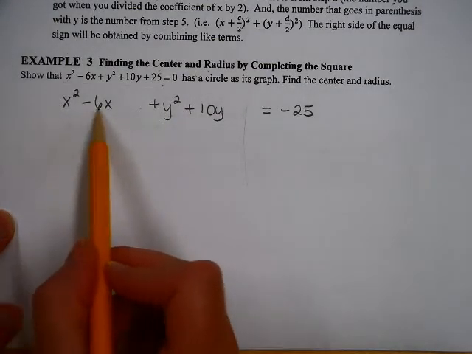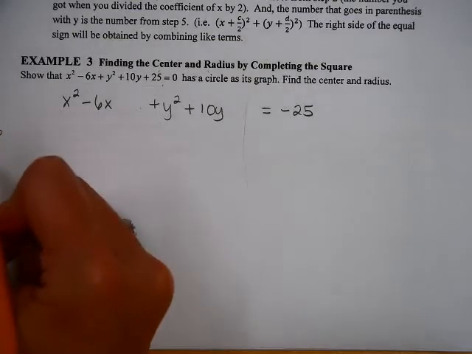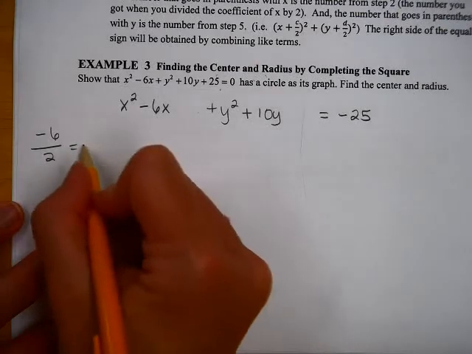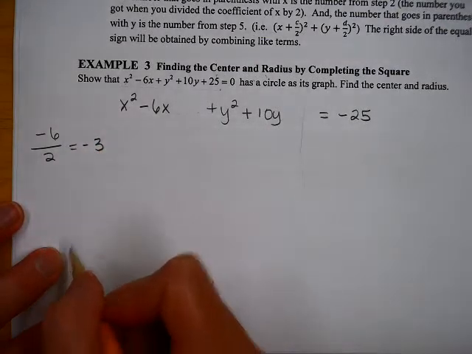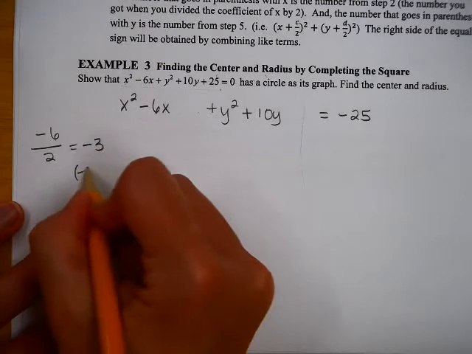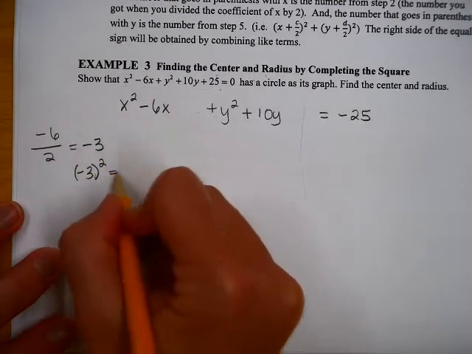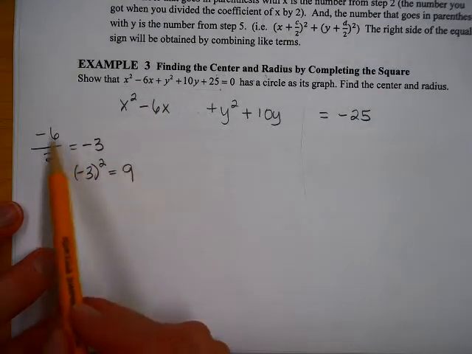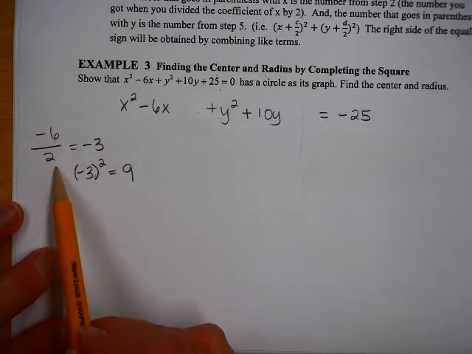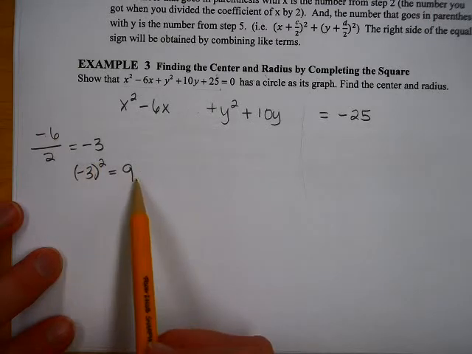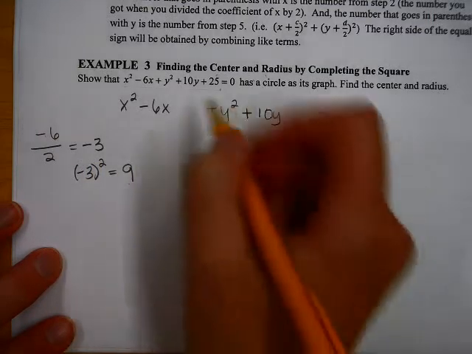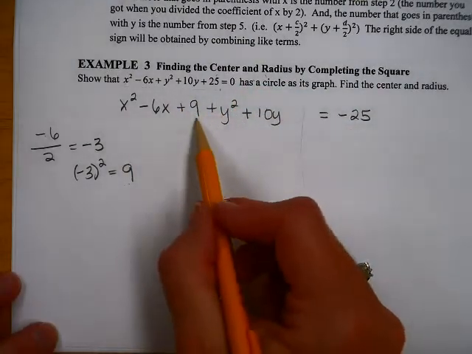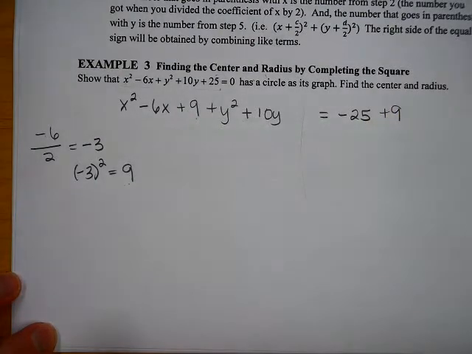I want to take the coefficient of x, negative 6, and I want to divide that by 2. Negative 6 divided by 2 is negative 3. Now I want to take this number and square it. Negative 3 squared is 9. So take the coefficient of x, including the sign, divide it by 2, then square that number. This is what you're going to add to both sides. I say both sides because remember, an equation is like a balance. Whatever I do to one side, I have to do to the other side.